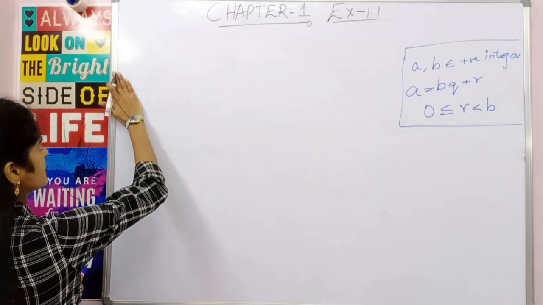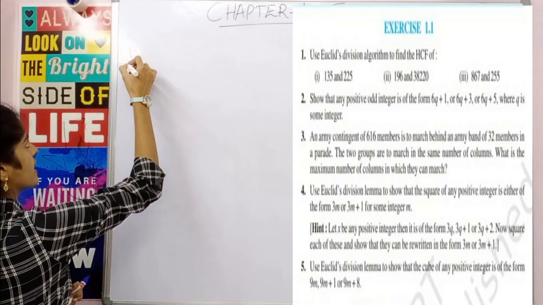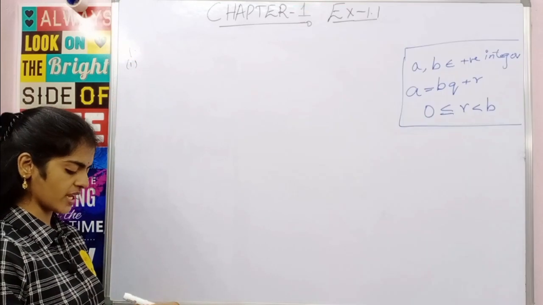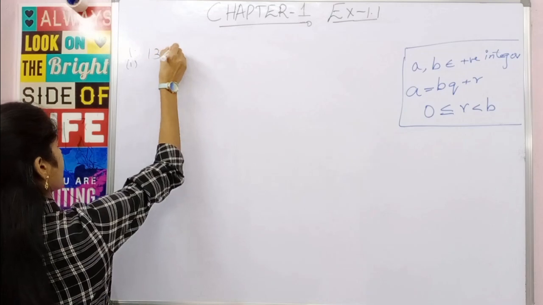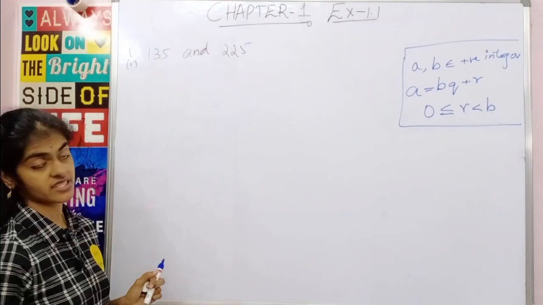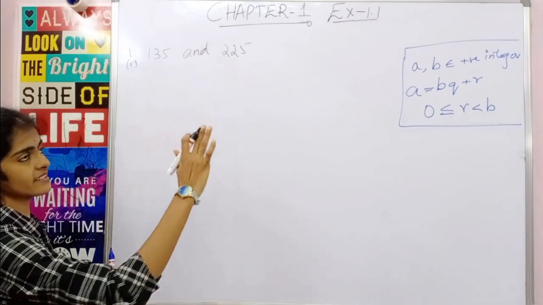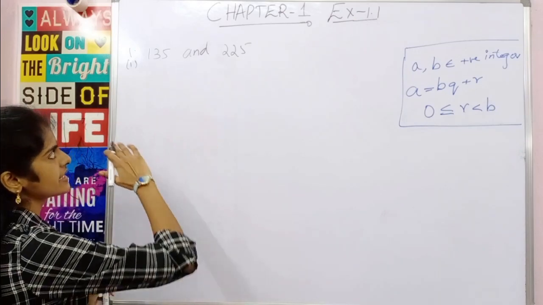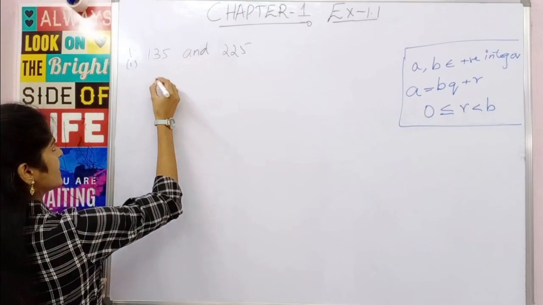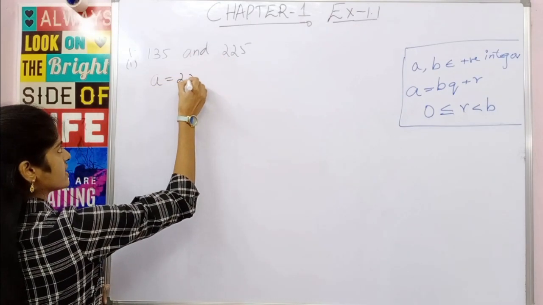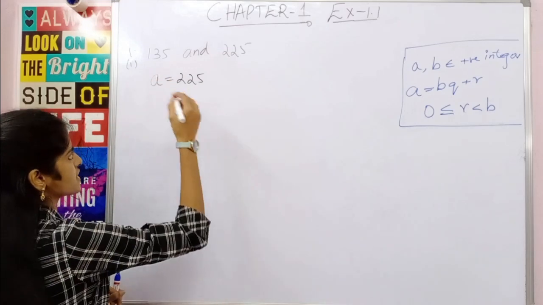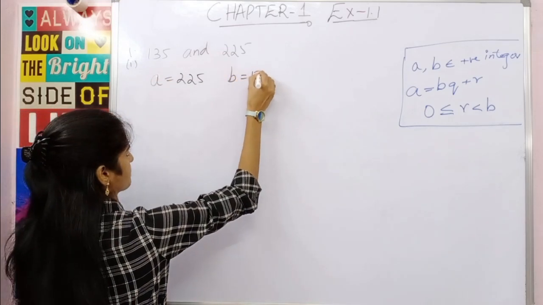Our first question is, you have to find the HCF of these two numbers, 225 and 135. What shall we do? How shall we proceed? Firstly, you will take the bigger number. In this case, 225 is the bigger number. You will take it as A. Always the bigger number you will take as A, and the smaller number I will take as B.